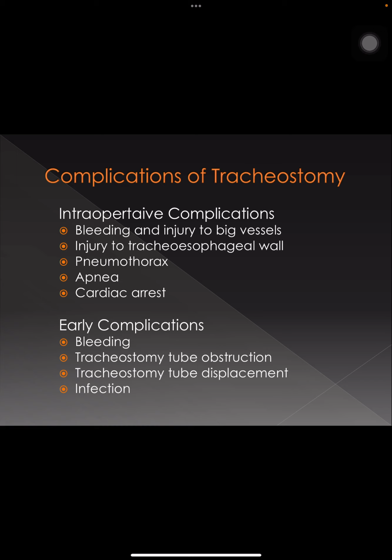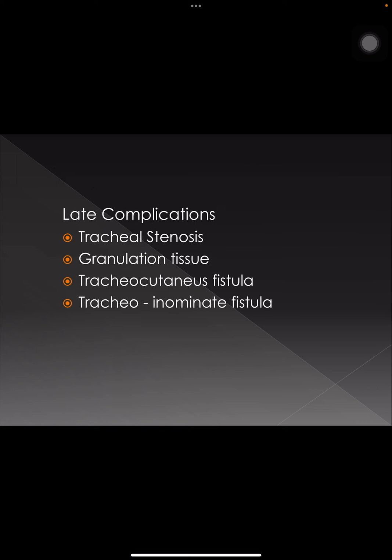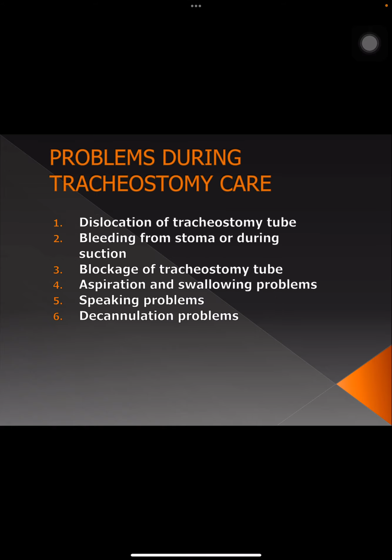Coming to complications of tracheostomy, this can be intraoperative, early or late. Intraoperative complications include bleeding and injury to big vessels, injury to tracheoesophageal wall, pneumothorax, apnea, and cardiac arrest. Early complications include bleeding, tracheostomy tube obstruction, tracheostomy tube displacement, and infection. Late complications include tracheal stenosis, granulation tissue, tracheocutaneous fistula, and tracheoinnominate fistula.